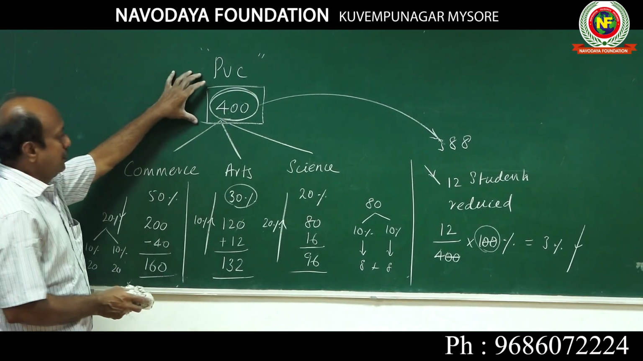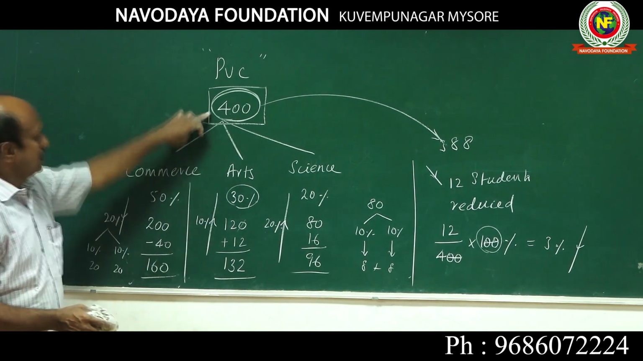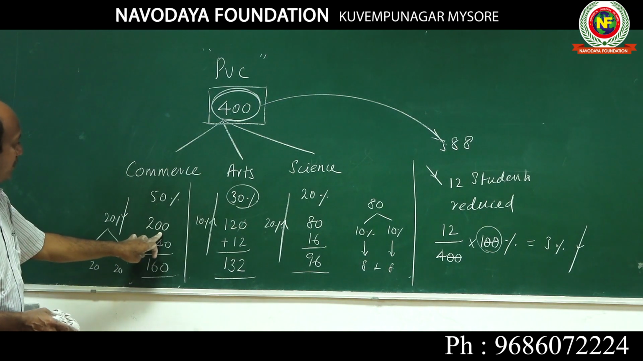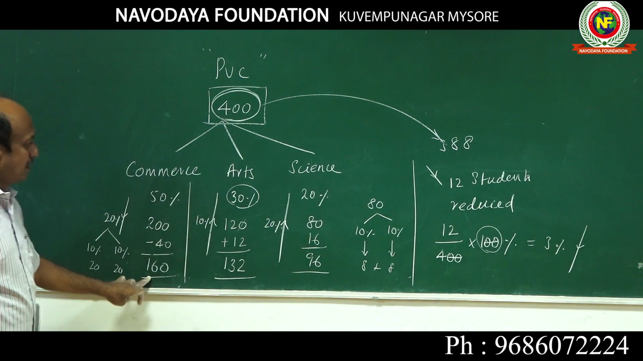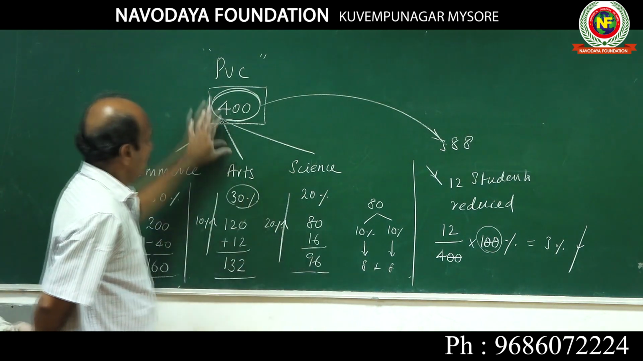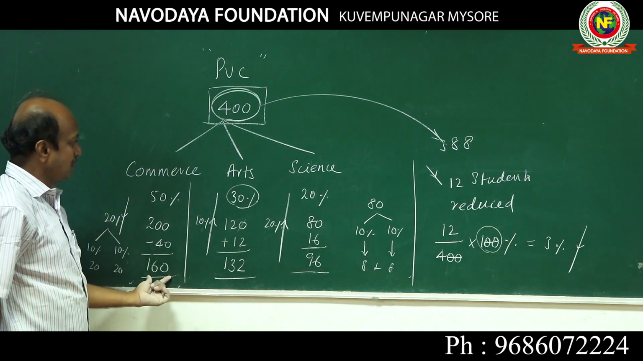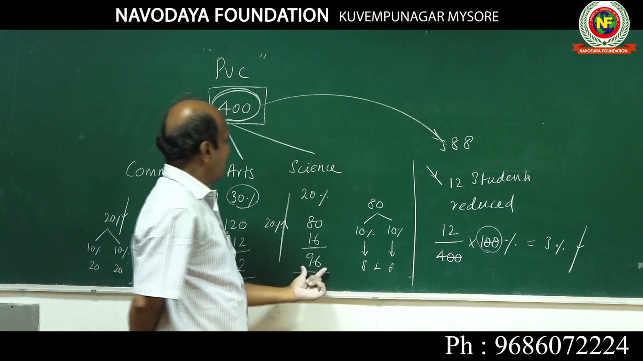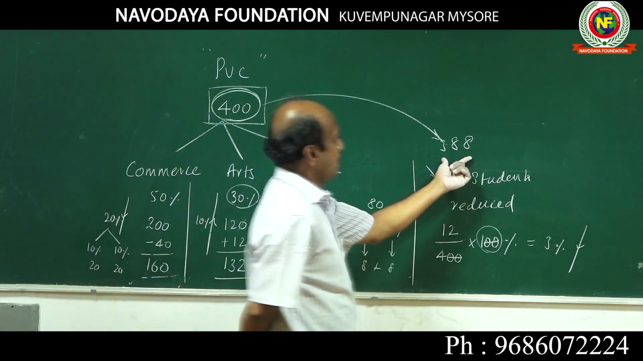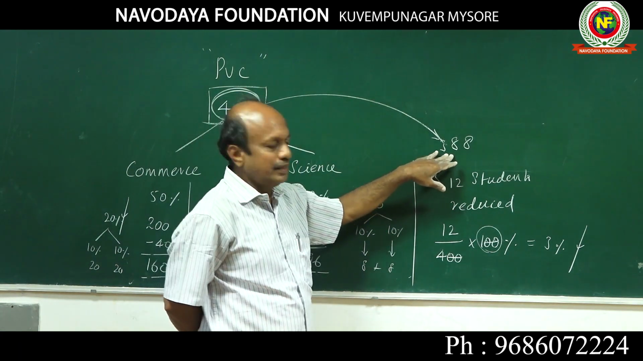Right, this problem you can very easily analyze. You need not take much time. Hardly 3 or 4 lines you can scribble. 50% is 200, 20% is a decrease, so 2 into 20 is 40, 200 minus 40 is 160. Similarly, 10% is an increase, here 20% is an increase. The initial number of students is 400. Next year, the number of students admitted in commerce is 160, arts is 132 and science is 96. Altogether you are getting 388.